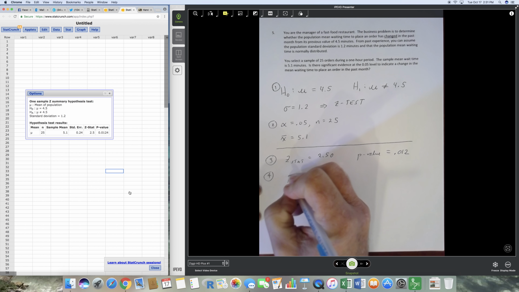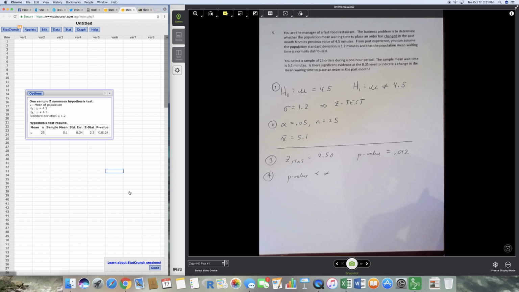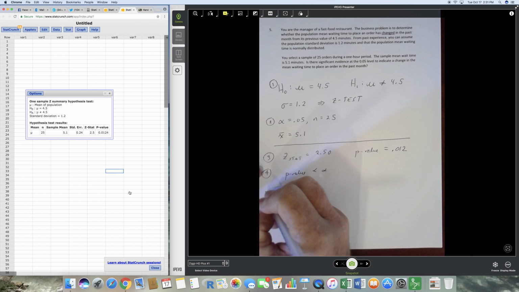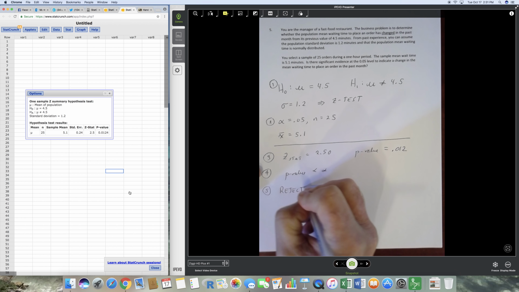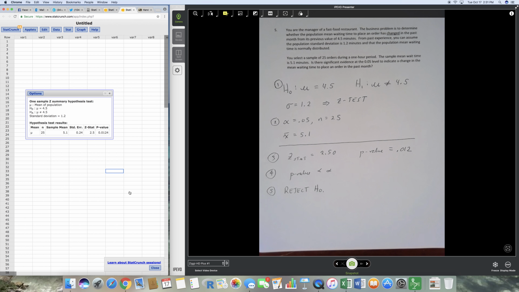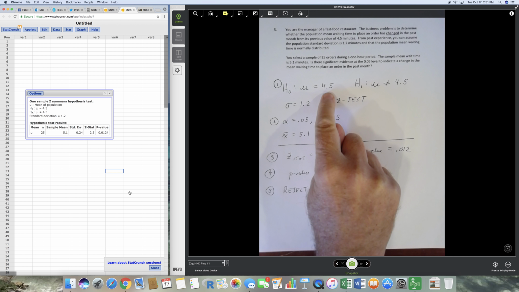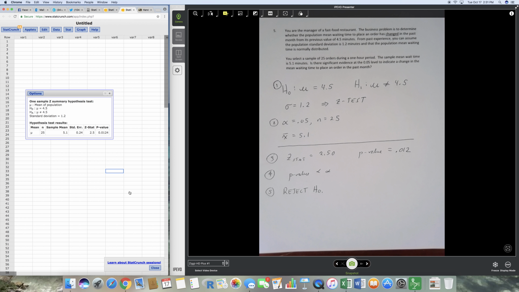So our p-value is less than alpha, 0.05, so our decision is reject H sub 0. Now, will our confidence interval contain 4.5? Well, no, it won't, because we rejected that value.